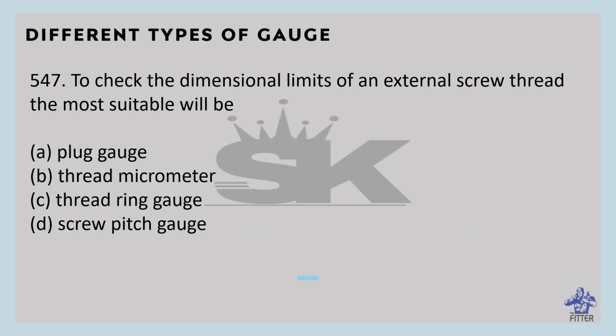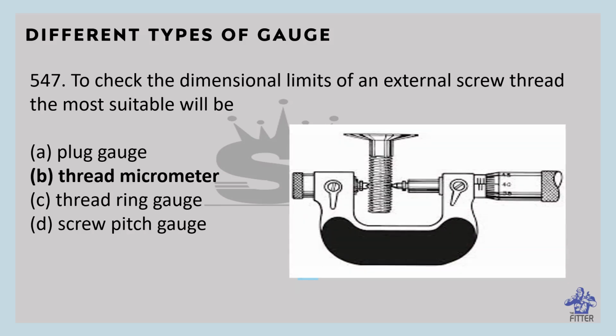To check the dimensional limits of an external screw thread, the most suitable will be, so that is thread micrometer. It is used to check the dimensional limits of external screw threads. This is the thread micrometer. It is used to measure the thread pitch diameter. The screw thread micrometer has a 60-degree pointed spindle and a double V-shaped swiveling anvil. You can see here in the image.